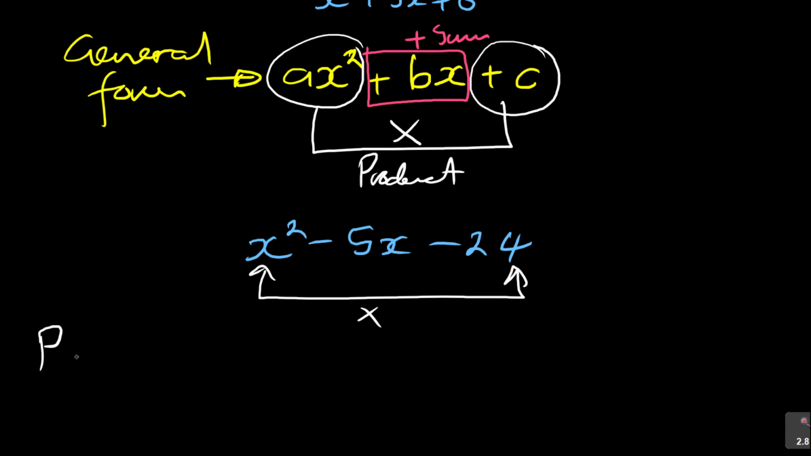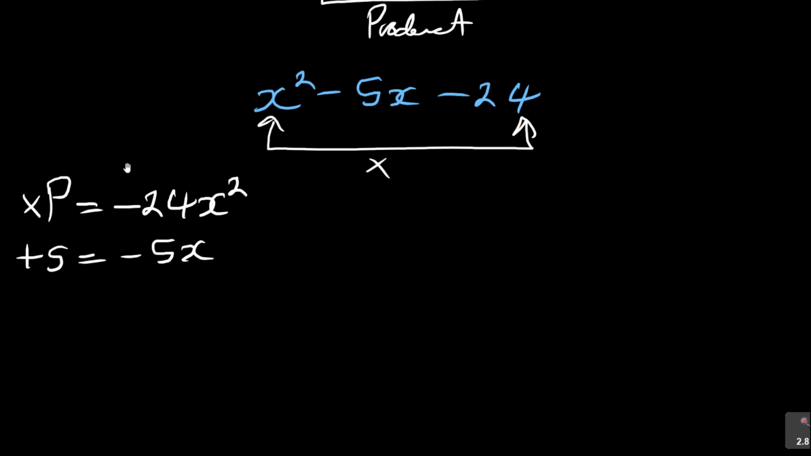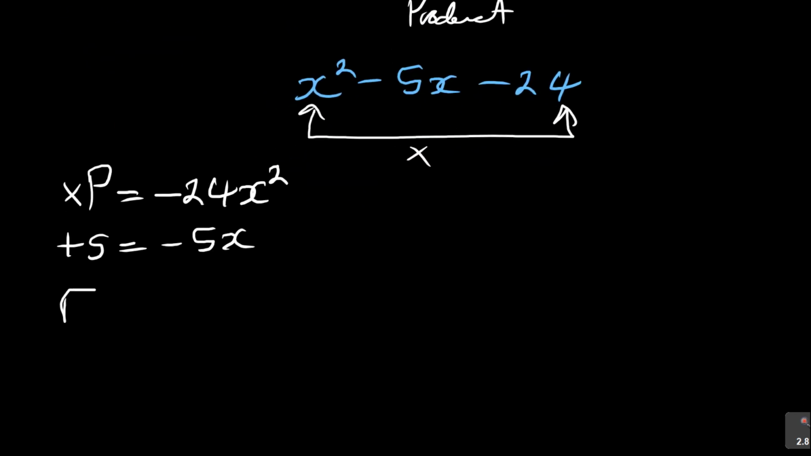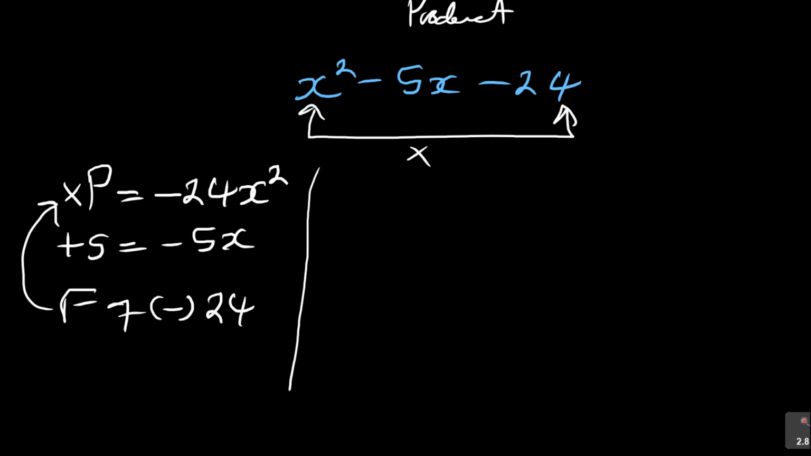So what is my product here? Look at the sign: x squared times minus 24 is negative 24x squared. That is the product. Now what about the sum? The sum is the center number there, which is minus 5x. Very important this. Then we're looking at the factors, and when you come to the factors, it's factors of the product. So it's factors of 24, and we can put the minus in brackets, but for now, factors of 24. You'll see why I'm doing what I'm doing.